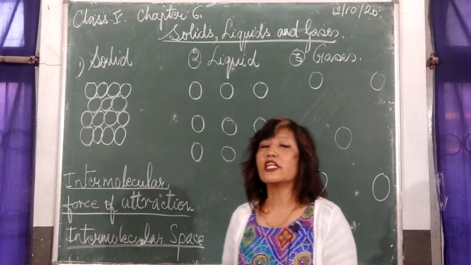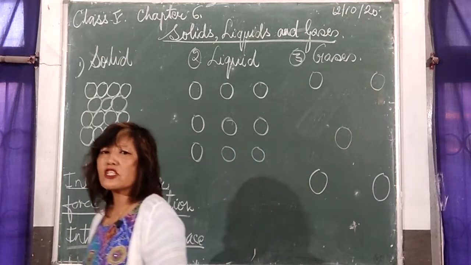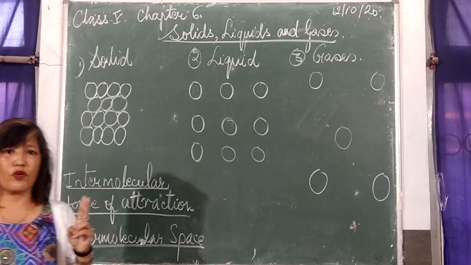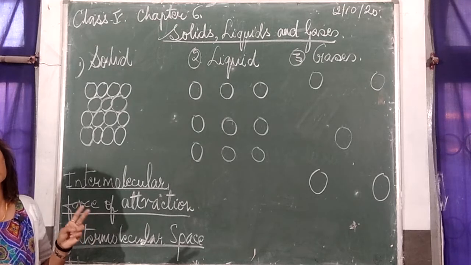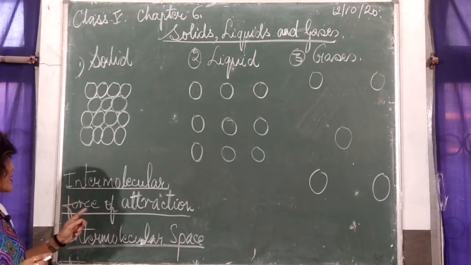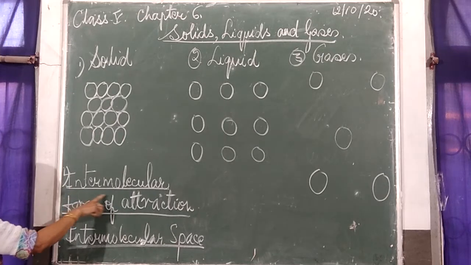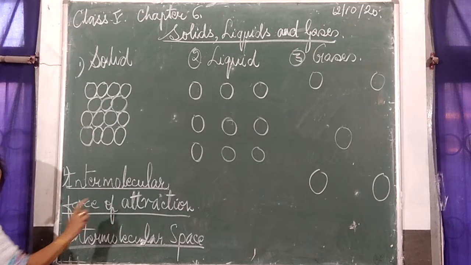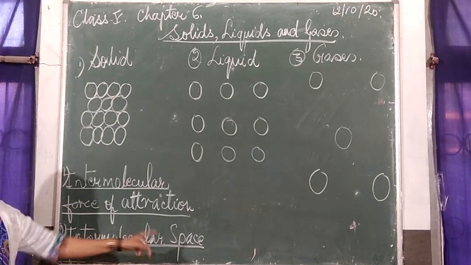So let's see the arrangement of molecules in solids. Before that, you must learn two terms before you learn the arrangement of molecules. One is intermolecular force of attraction, and the second term is intermolecular space.